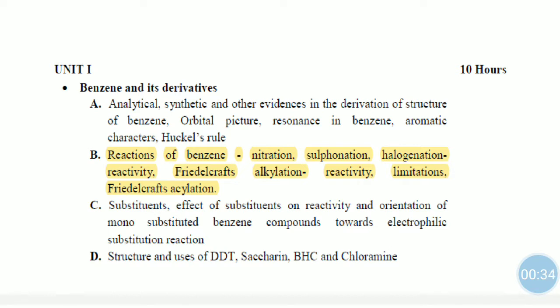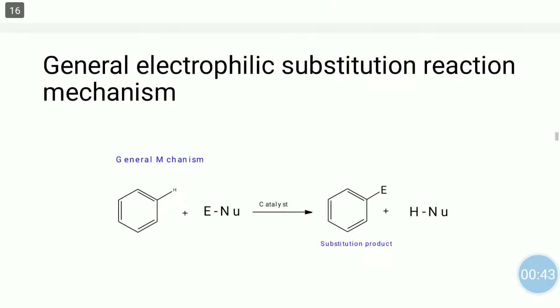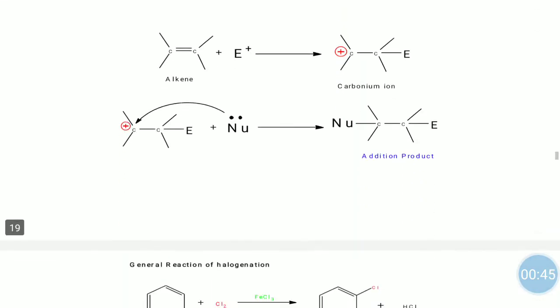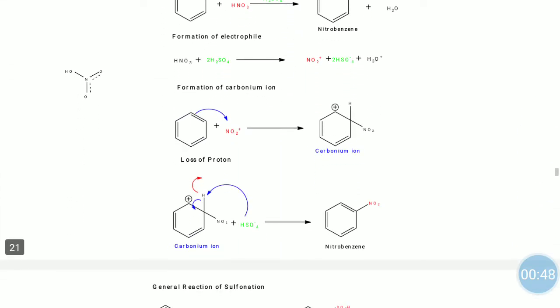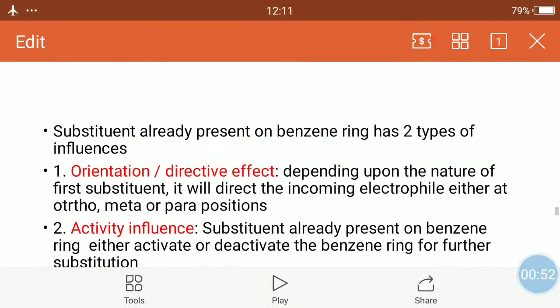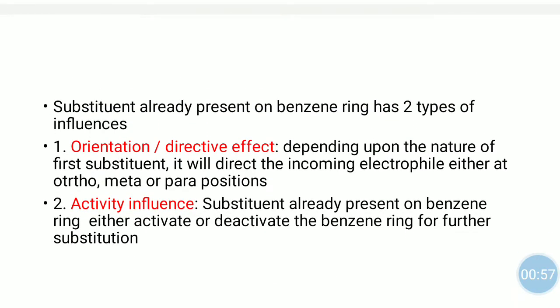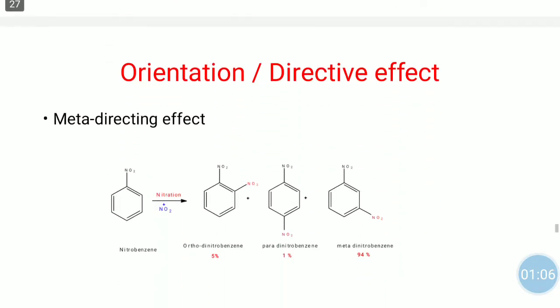compounds, isn't it? So especially we have understood how the already present substituent on the benzene ring is going to direct the incoming electrophile at various positions. So we have learned that two kinds of effects are mainly going to operate. These effects are the orientation effect and the activity effect, isn't it? So the orientation and activity effect is displayed by a substituent which is already present on the benzene ring.